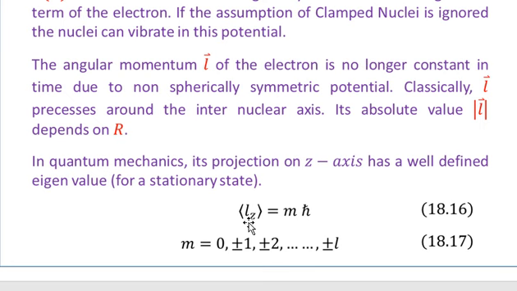So Lz, which is the projection of L on the z-axis, will take discrete values shown by the values of m. The maximum value that the parameter m can take is plus minus L.